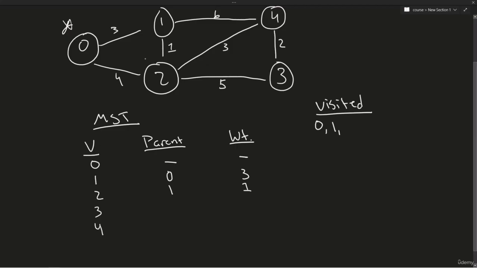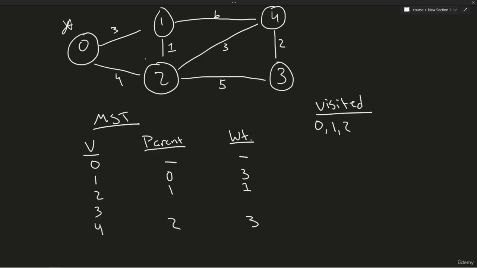So from vertex 2, and let's add it in here, from vertex 2, we can get to 0, 1, 4, and 3. Well, we already know that we have visited 1 and 0, so we don't have to worry about those. So all we have to worry about now is 4 and 3. And we see 3 has a weight of 5 and 4 has a weight of 3. So the parent to vertex 4 will be 2 and the weight will be 3.